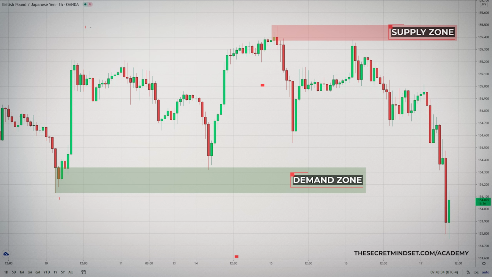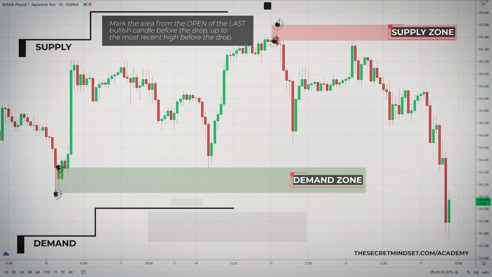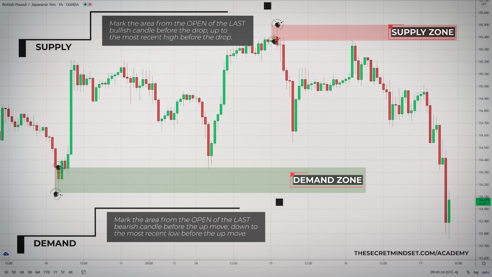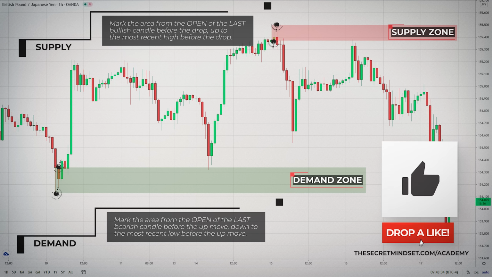Drawing the supply and demand zones is simple. For a supply zone, you want to mark the area from the open of the last bullish candle before the drop, which created the supply zone, up to the most recent high before the drop. For a demand zone, you mark the area from the open of the last bearish candle before the up move, which created the demand zone, down to the most recent low before the up move.